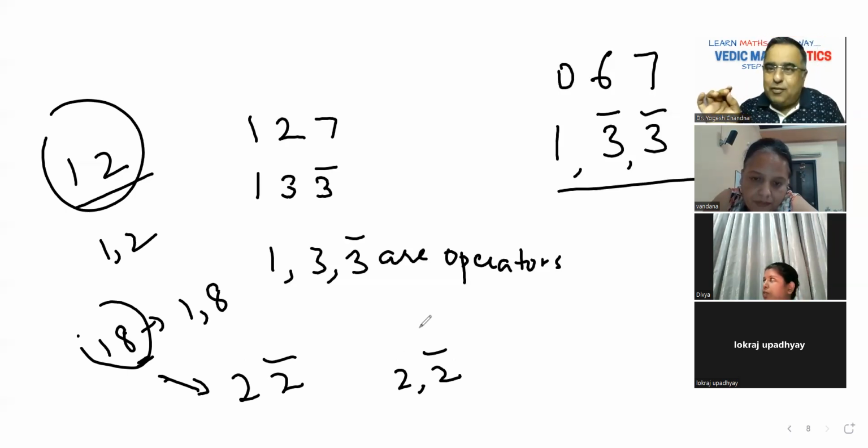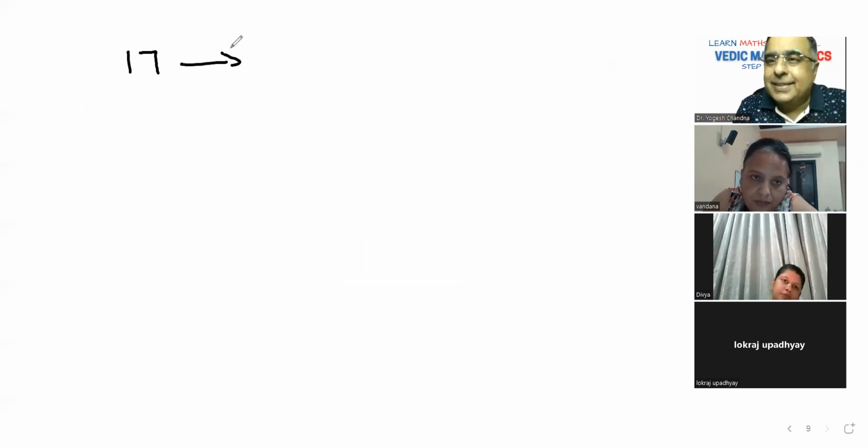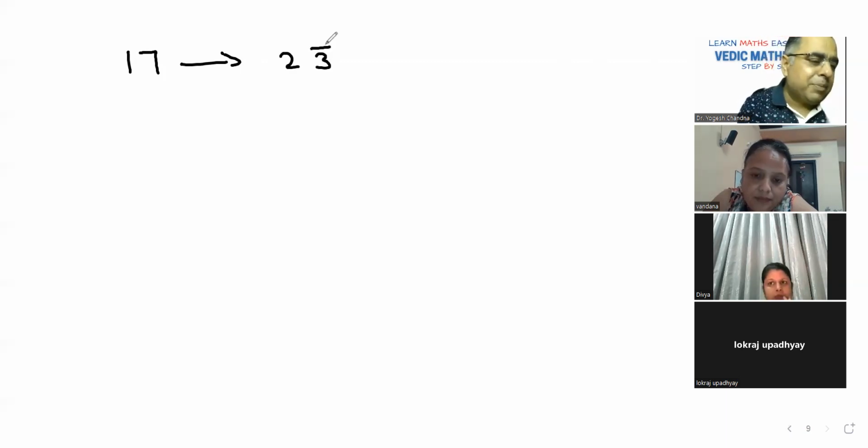The corresponding digits of the number are the operators. But if it can be converted to vinculum, then those digits are the operators. Otherwise, simple. For example, now see, I have to write a table of, let's say, 17. So for 17, what are the operators? 2 and 3 bar. Yes, sir. 23 bar, like 3 is the bar. Correct?